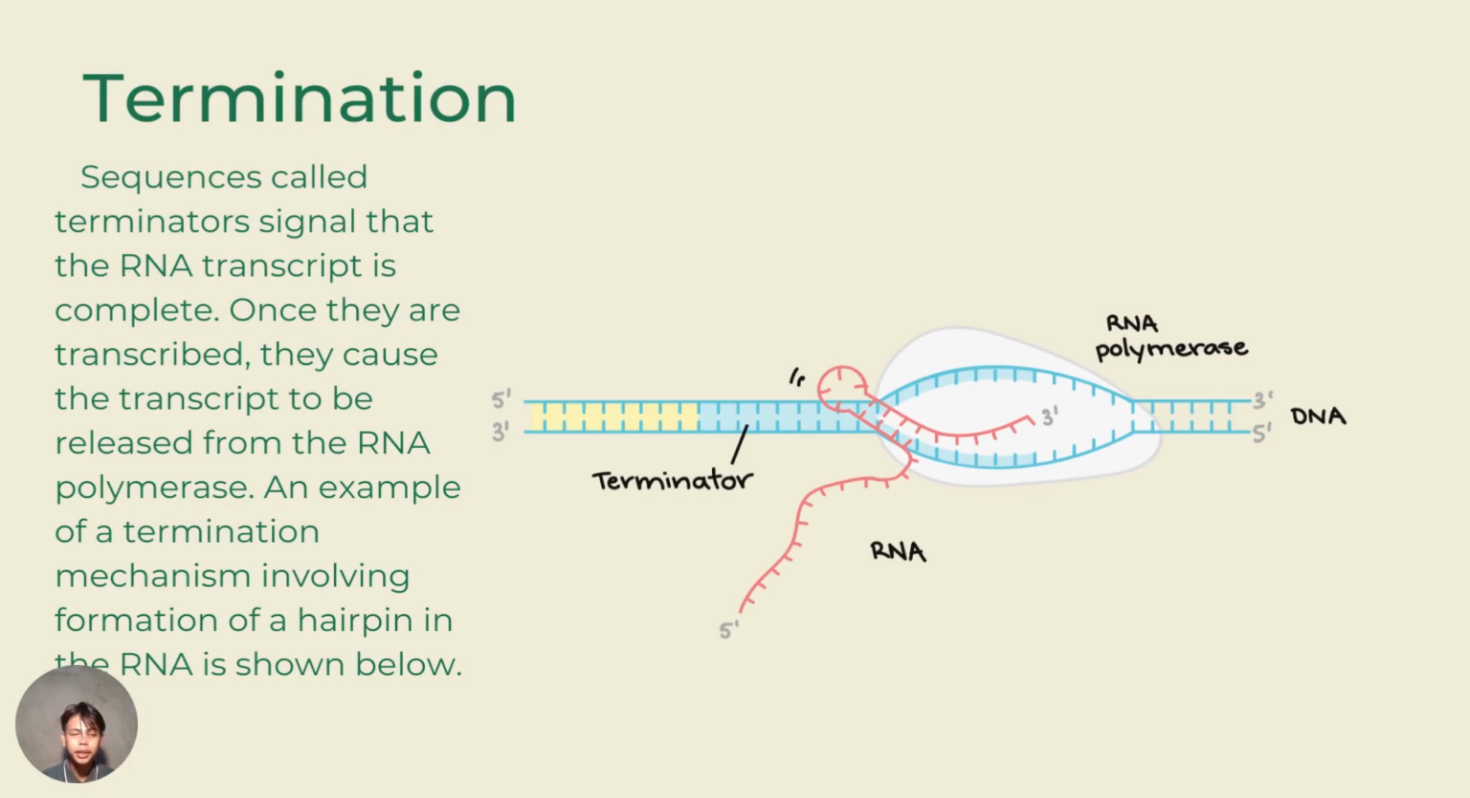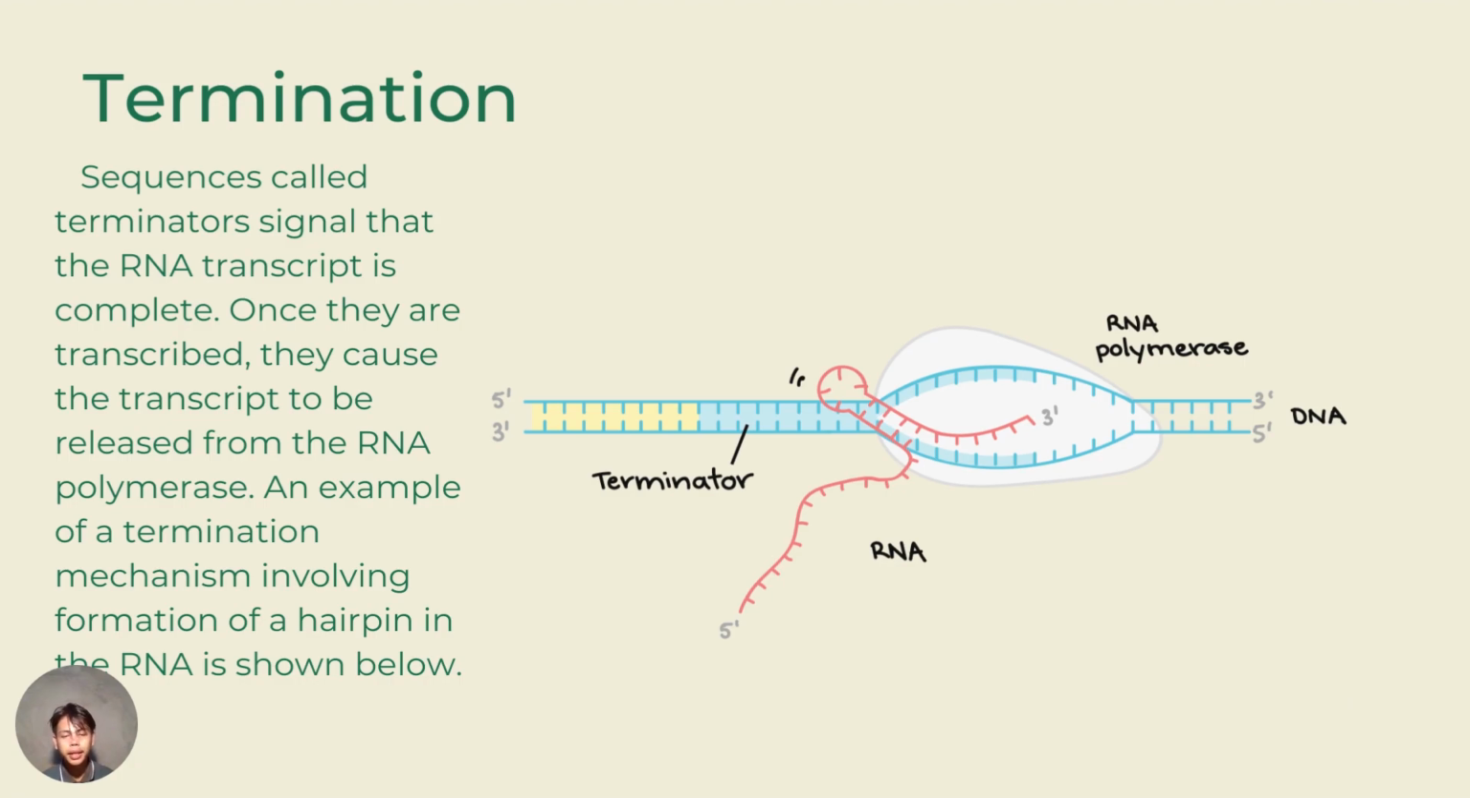Last is the termination part. A sequence called the terminator signals that the RNA transcript is complete. Once it is transcribed, it causes the transcript to be released from the RNA polymerase. An example of a termination mechanism involving formation of a hairpin in the RNA is shown below.